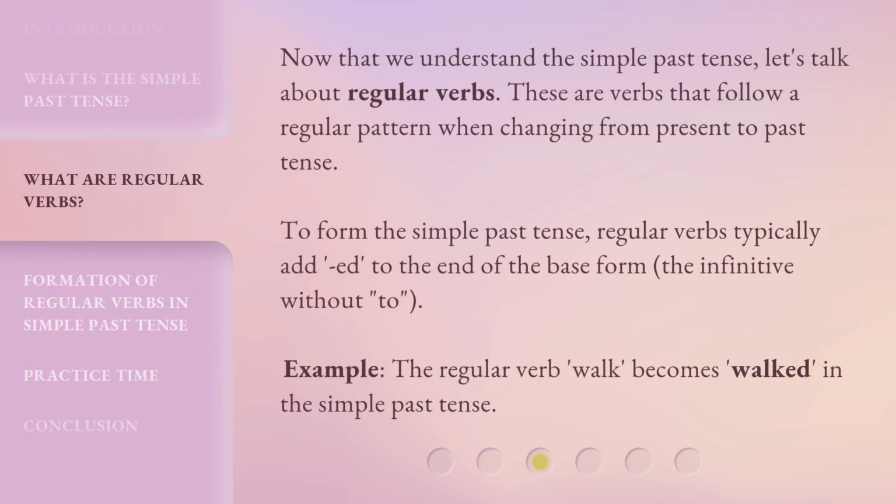Now that we understand the simple past tense, let's talk about regular verbs. These are verbs that follow a regular pattern when changing from present to past tense. To form the simple past tense, regular verbs typically add ed to the end of the base form, the infinitive without to. Example: the regular verb walk becomes walked in the simple past tense.